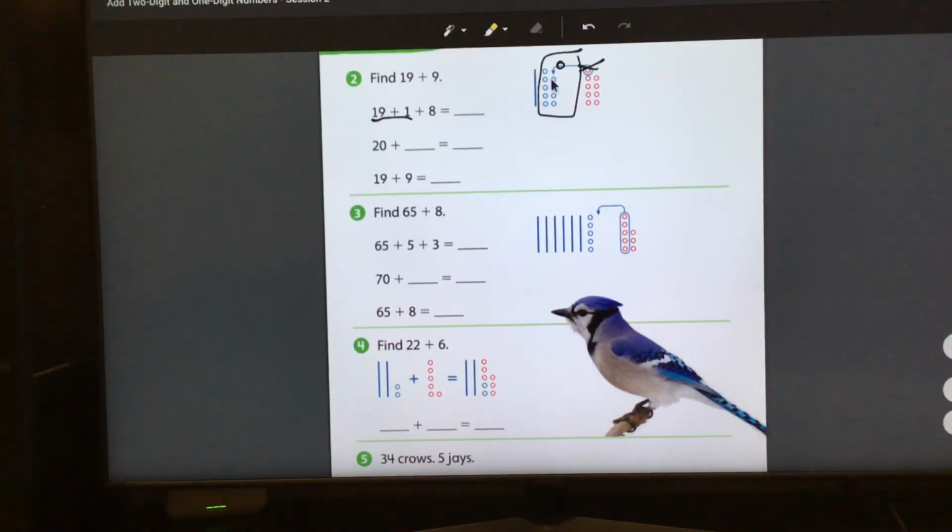So 10, 20, 21, 22, 23, 24, 25, 26, 27, 28. That equals 28. So 20 plus, here's 10, 20, and then you have your 8 red. So it's 20 plus 8, which equals 28. So 19 plus 9 equals 28.